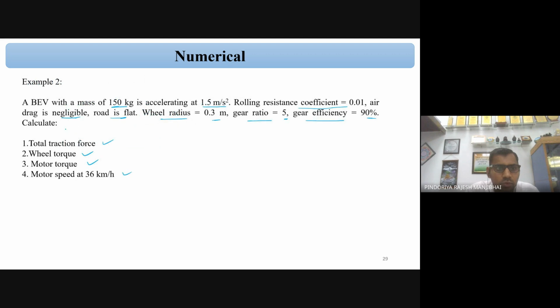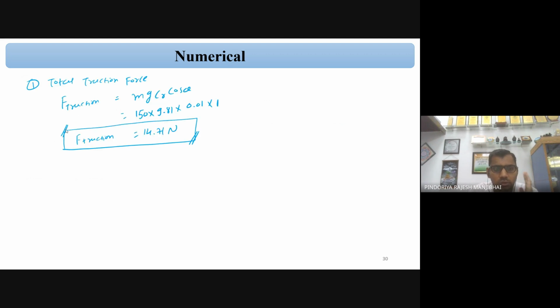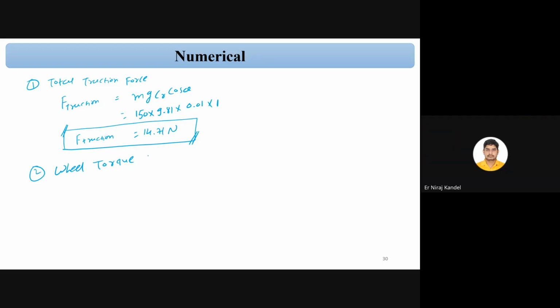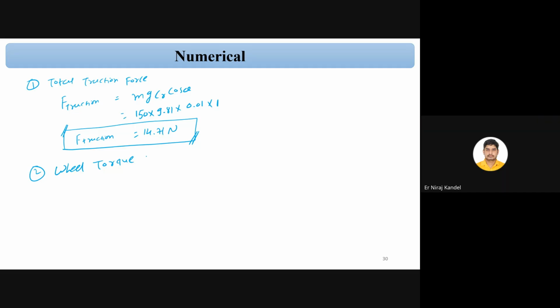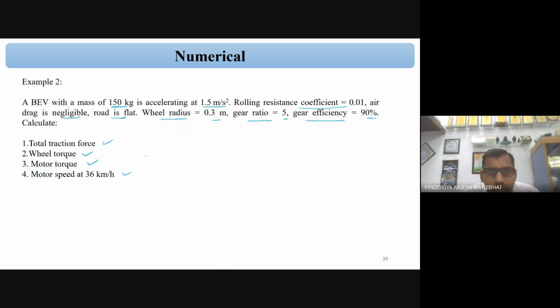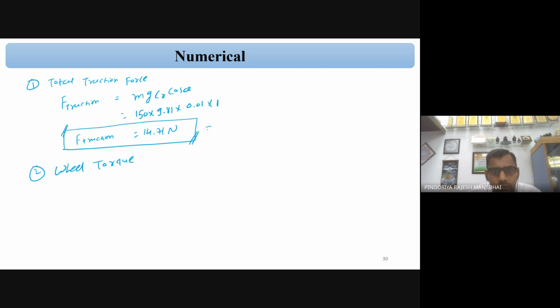The second parameter we have to calculate is the wheel torque. How can we calculate the wheel torque? Sir, what about mass into acceleration? Inertia force, acceleration force. Mass into acceleration, oh, acceleration is given, correct? Yes, sir. Okay, you can add that. Just 1 minute.